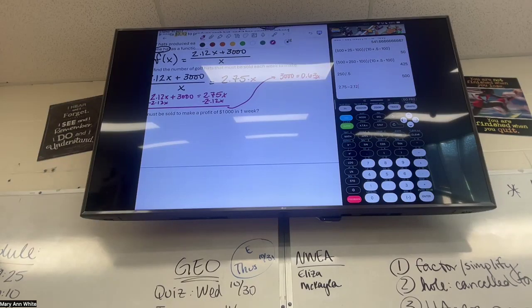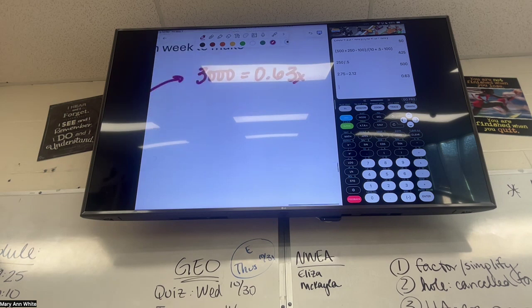So could you solve that by putting it in a graph? You could. But you're going to see our answer in a second, and it's a giant number. So X is equal to 4,761.9 hats. So you could graph it, but it might take you a long time to find out where they intersect.